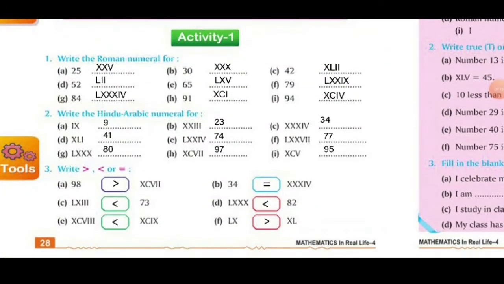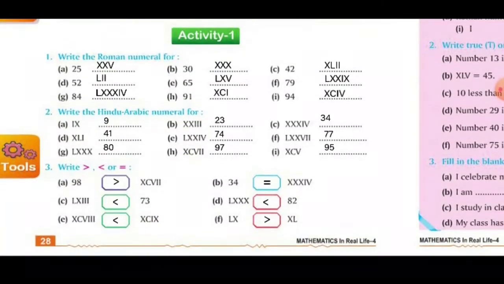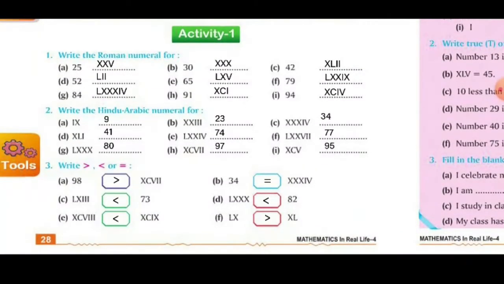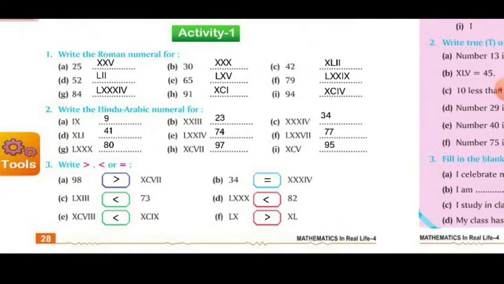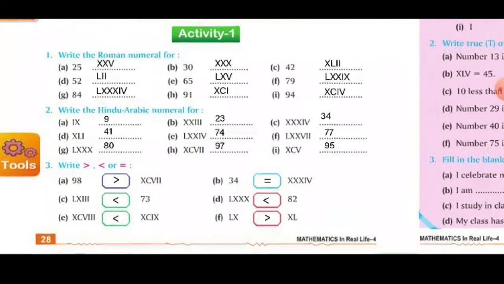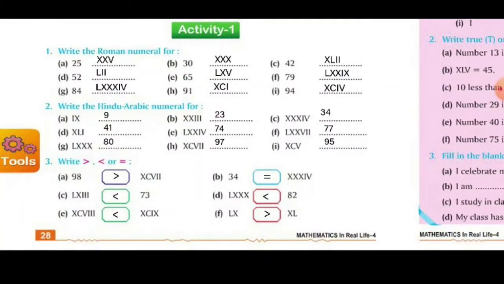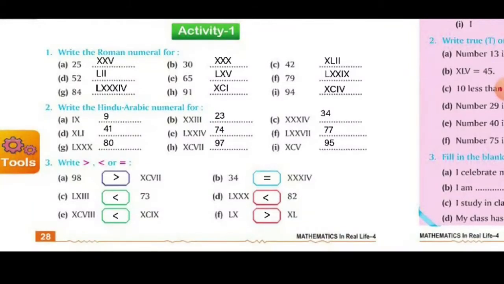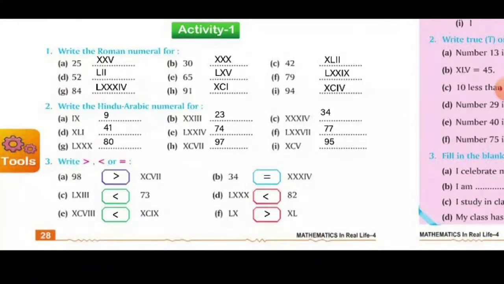Activity 1. Exercise 1. In this one, we need to write Roman numerals. That means we are going to write the symbol for the Hindu Arabic number. A. 25 is written as XXV. B, it is 30, so you are going to present it by triple X, XXX. X can be repeated for 3 times.